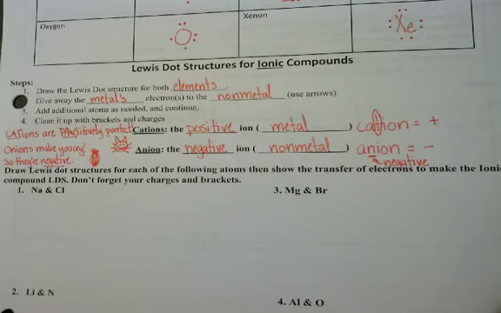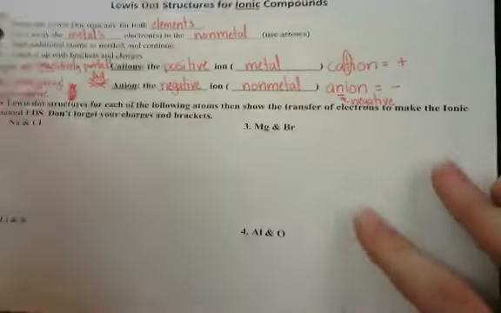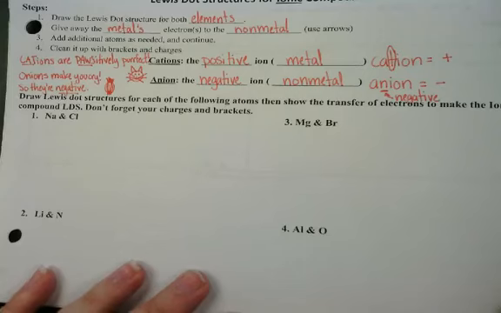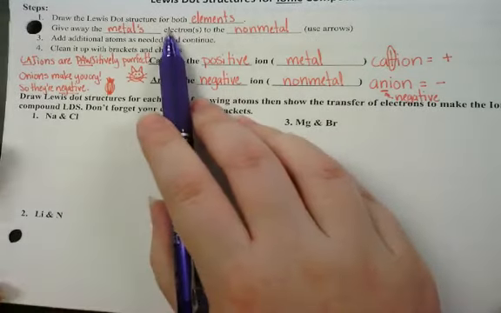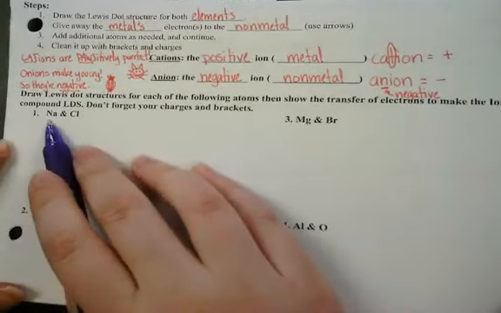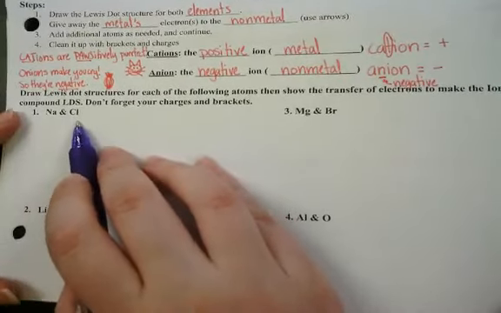Okay, I'm going to be using 3 different colors. You by no means have to. I just like to use them so that we can see where things are coming from. So, first thing that we're going to do is draw the Lewis dot structure for both elements. Our elements here are Na and Cl.